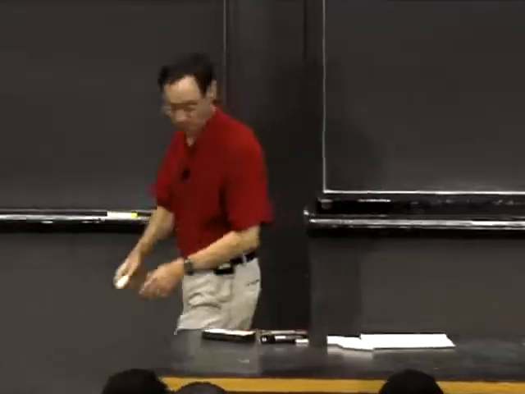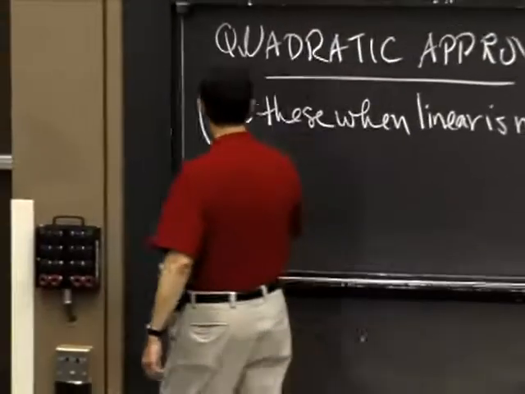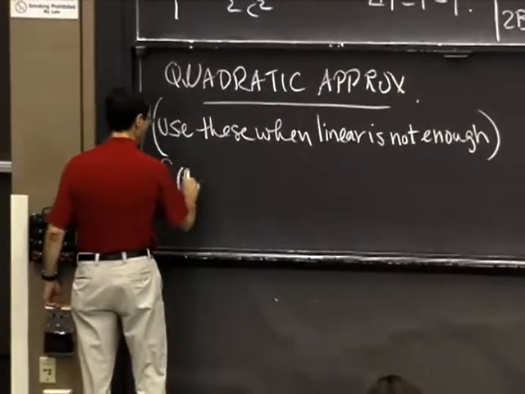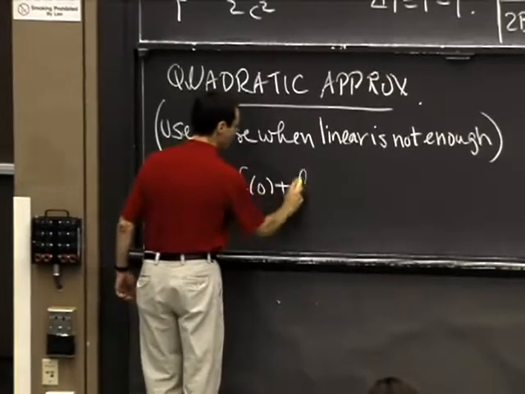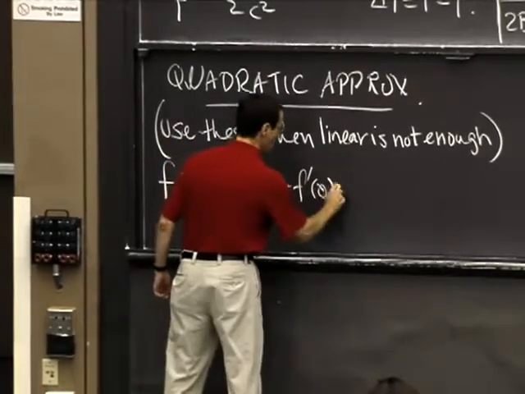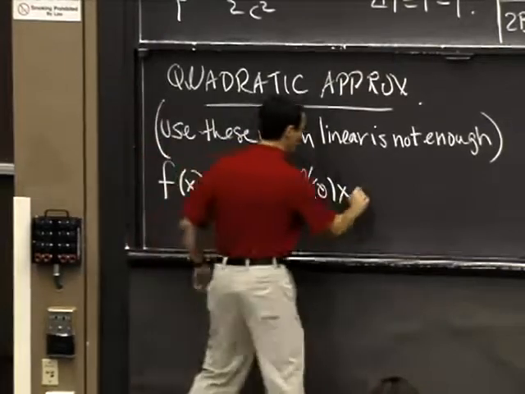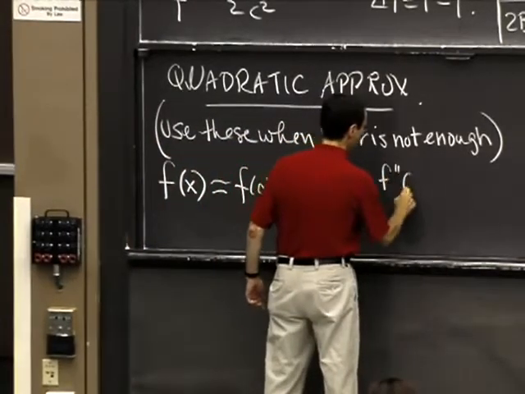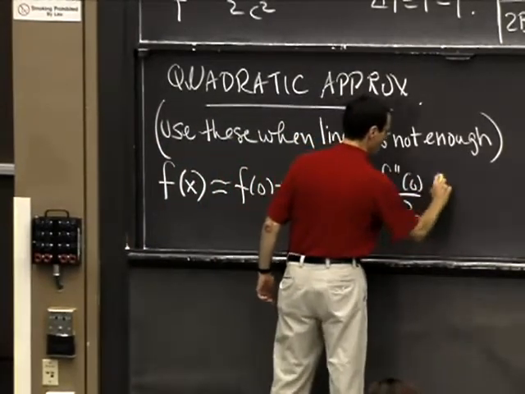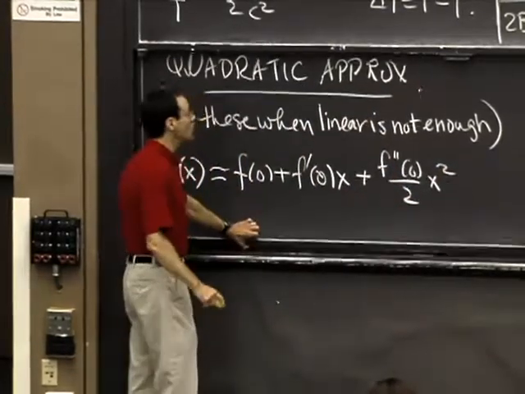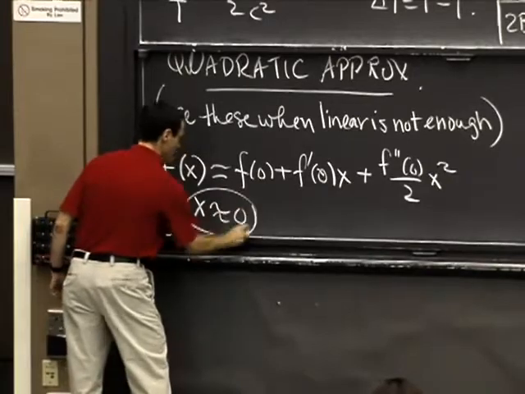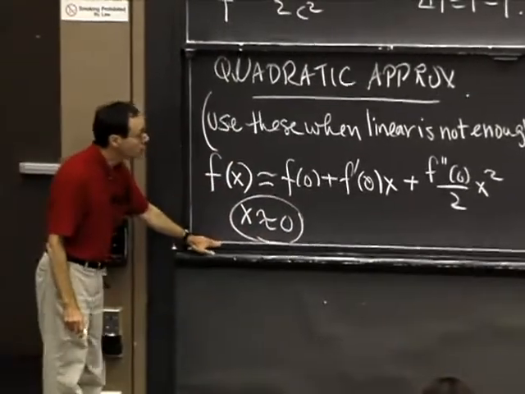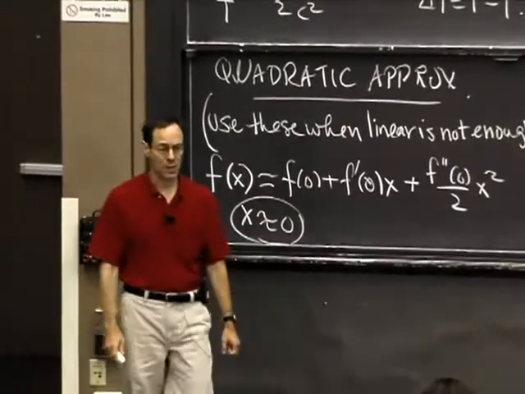All right, so the basic formula here, and I'm going to take the base point to be 0, is that f of x is approximately f of 0 plus f prime of 0 times x. That's the linear part, plus this extra term, which is f double prime of 0 divided by 2, times x squared. And this is supposed to work for x near 0. Okay? So I've chosen the base point as simply as possible.